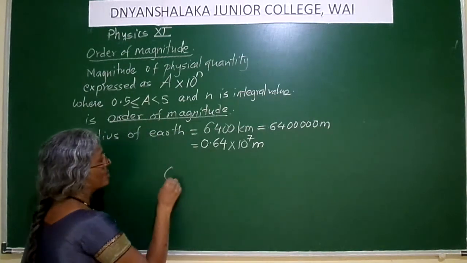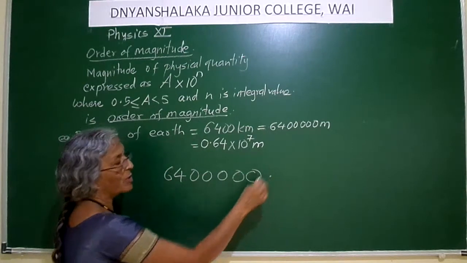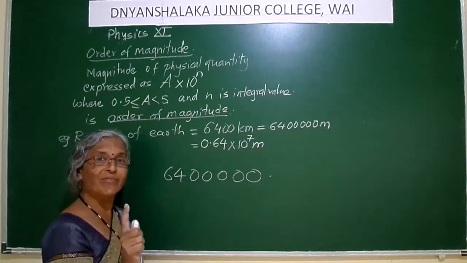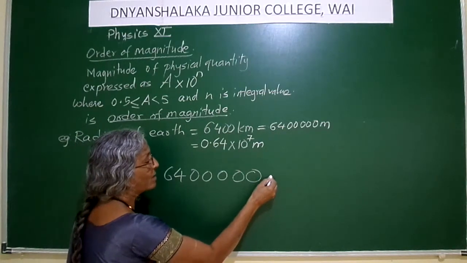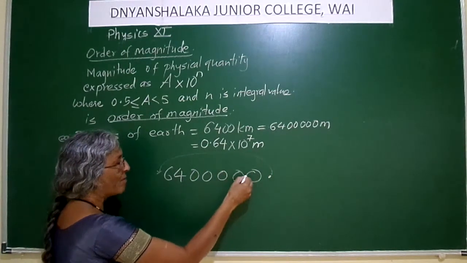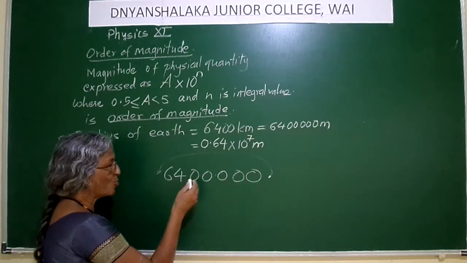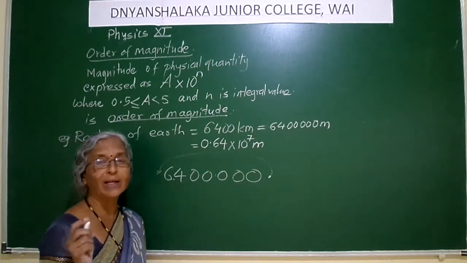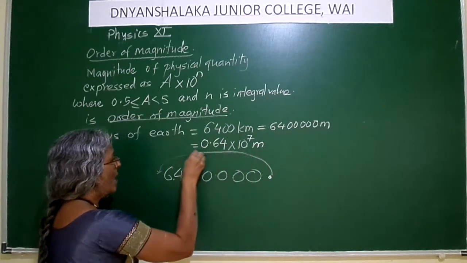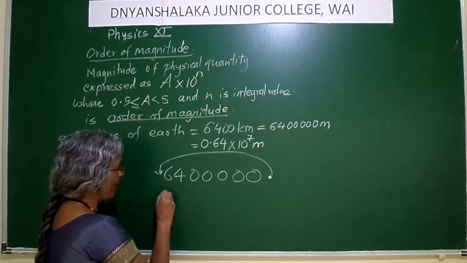In this value 6400000, the decimal point is over here. In order to make this value less than 5, I will have to take this decimal point and bring it over here, isn't it? Otherwise, if I bring it here or even here, 6.4 is obviously greater than 5. So I need to shift this decimal point from here and bring it over here.